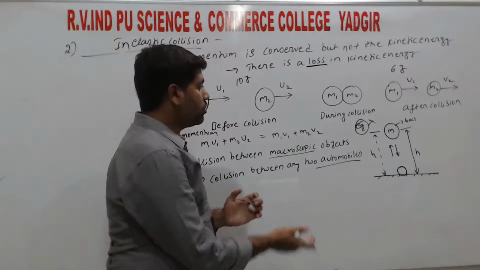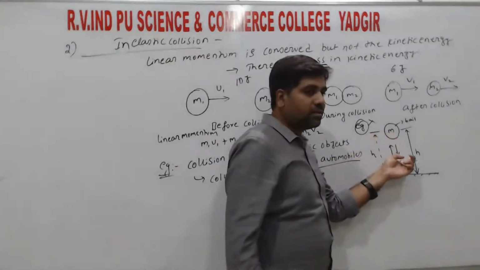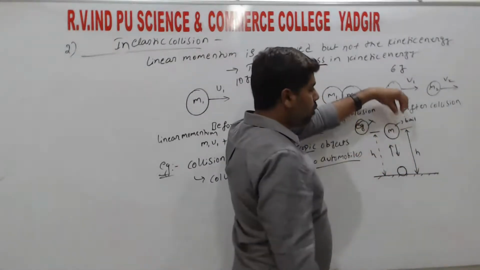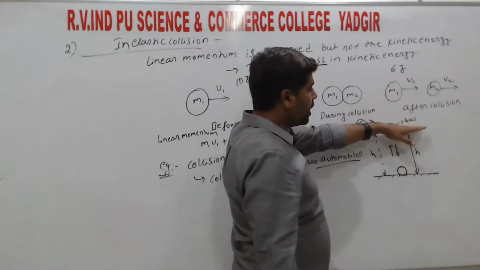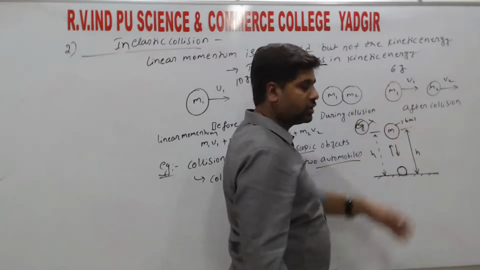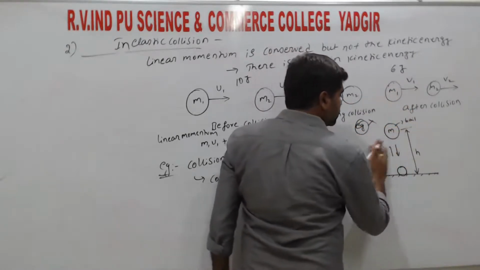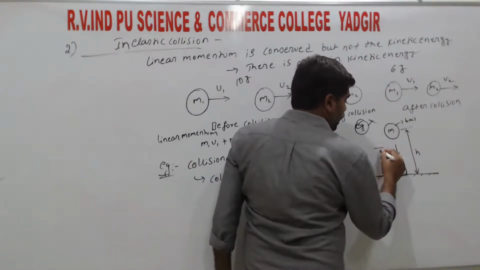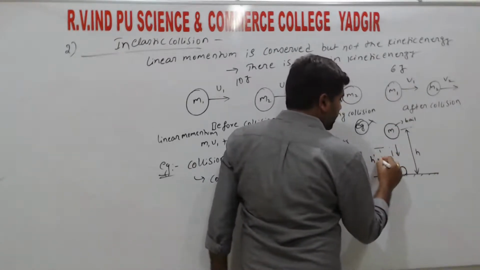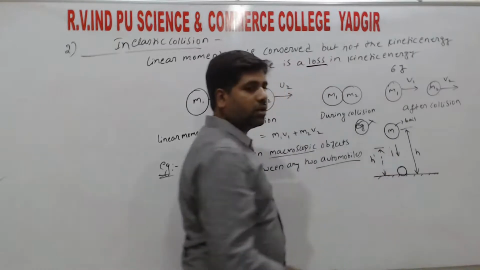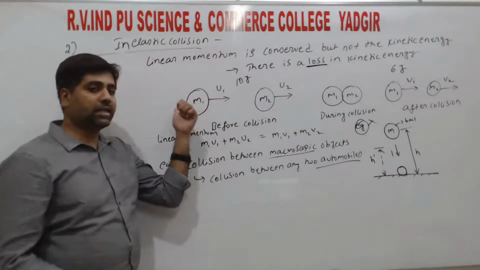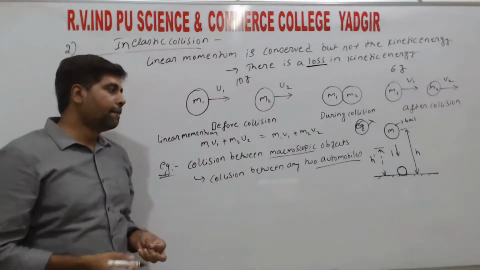One more example, again considering this. If we drop a ball and it reaches the same height, that is a perfectly elastic collision. But it will not reach the same height. It reaches somewhere in between, at some middle height, and such a collision we call an inelastic collision, right?